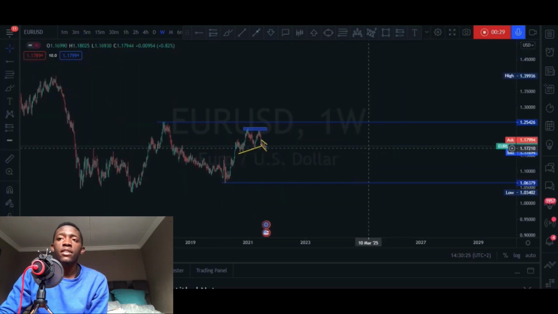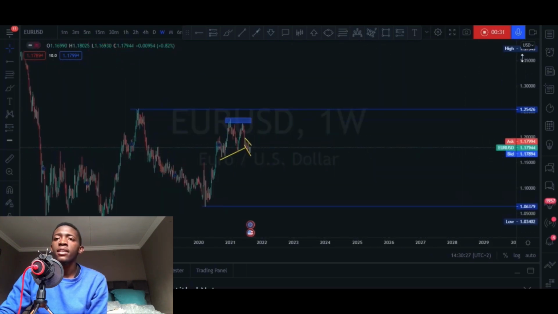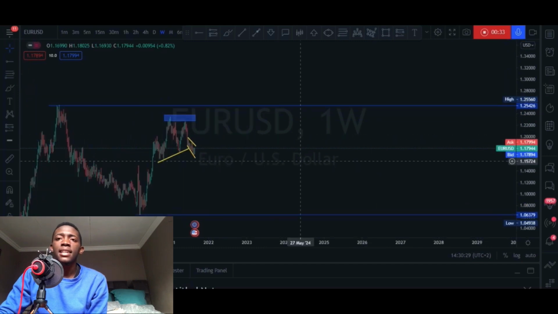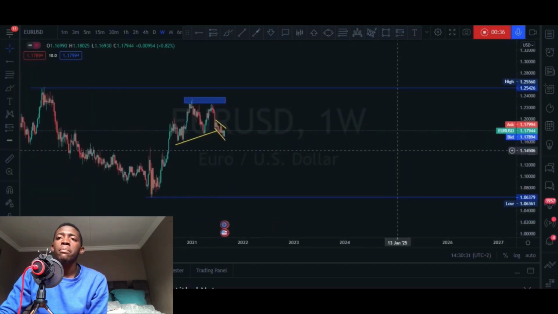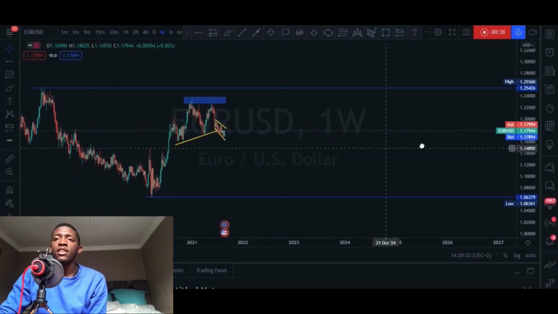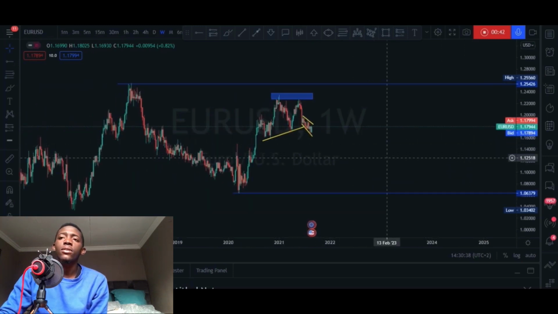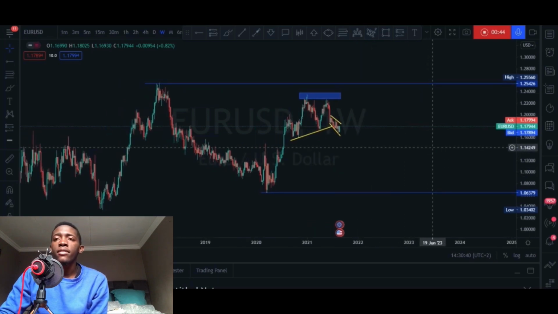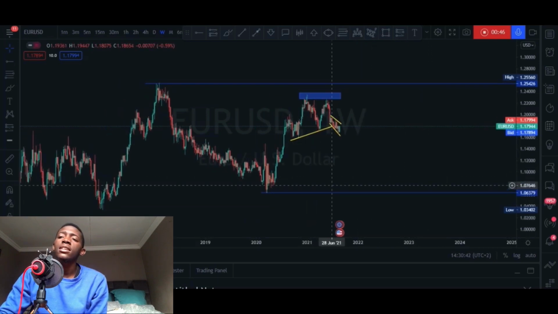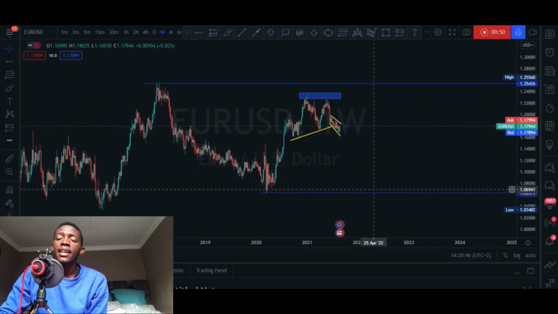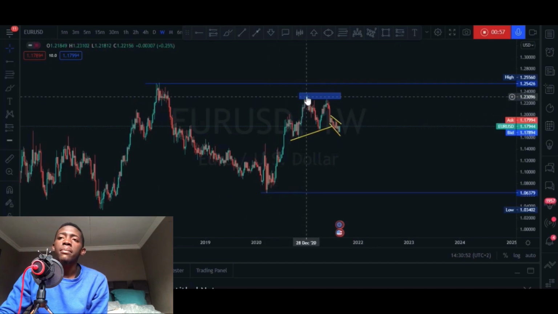If you look closely, we also had the exact same things on the DXY, but in an opposite manner. So EURUSD is actually an inverse of the DXY. If you remember very well, on the DXY we had a downtrend, and at the end of our downtrend we had a double bottom. Right now on EURUSD we are on an uptrend, and now we have a double top.